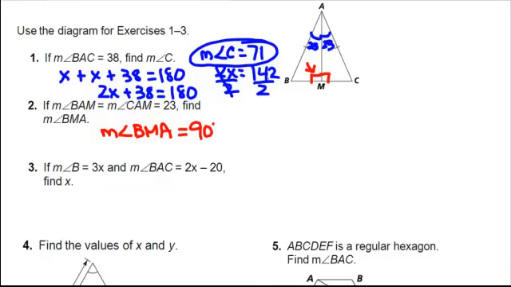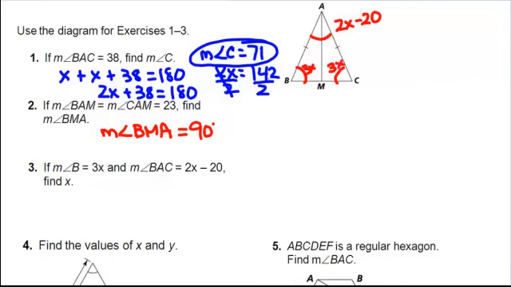Okay, number 3. Erase my marks. You guys can redraw your picture if you want, or erase your marks. It says, if the measure of angle B is 3x, now don't forget, this angle and this angle are the same. So this angle is 3x, and the measure of angle BAC, the entire angle, is 2x minus 20. Find x. If this angle is 3x, this angle over here must be 3x.